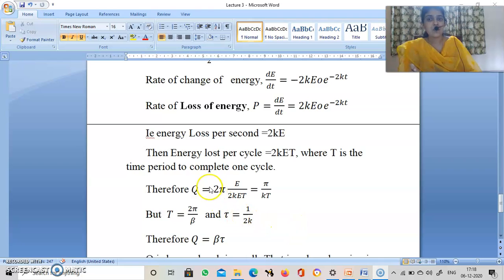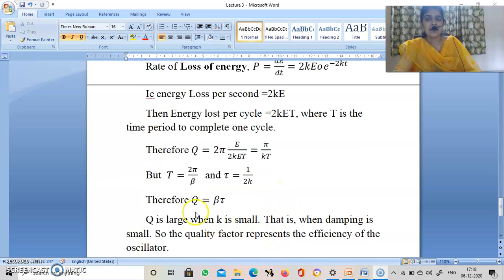Okay. Now what is quality factor? 2 pi times the energy stored in the oscillator divided by energy loss per cycle. So energy stored in the oscillator is capital E, divided by energy loss per cycle, which is 2k E T. E and E get cancelled. 2 and 2 get cancelled. So finally what we are getting is quality factor is equal to pi by kT, where T is the time period.